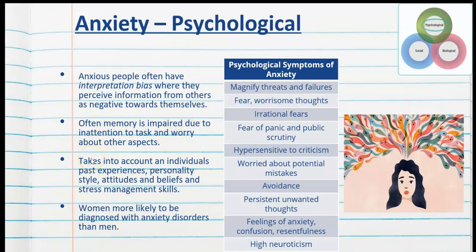We need to also take into account an individual's past experiences, okay, so what their personality style is, attitudes and beliefs, and stress management skills. So these are individual differences that we need to take into account as well. With that, just going back to our previous topic, people who are high in neuroticism and also can be high in conscientiousness tend to be more susceptible and vulnerable to anxiety disorders, especially generalized anxiety disorder.